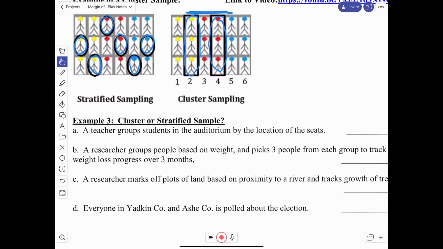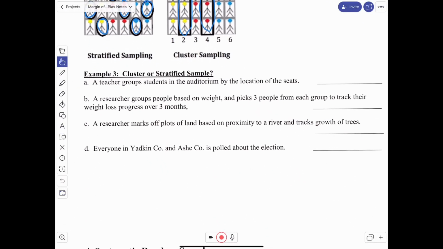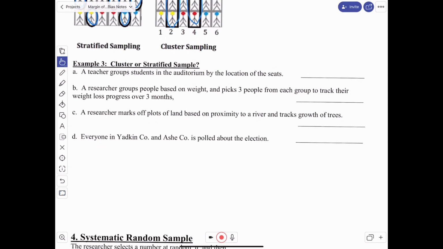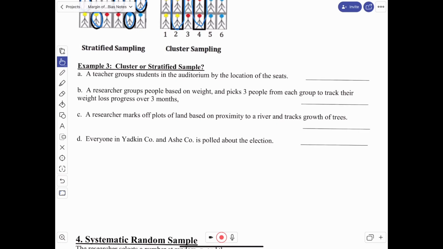Okay, so let's look at some examples of strata and clusters. A teacher groups students in the auditorium by the location of seats. That would be cluster because it's easy to do. They're all grouped together. Think of strata as being together based on characteristics, and you're going to pull similar ones from each group. So you're going to get a little bit here, a little bit there.